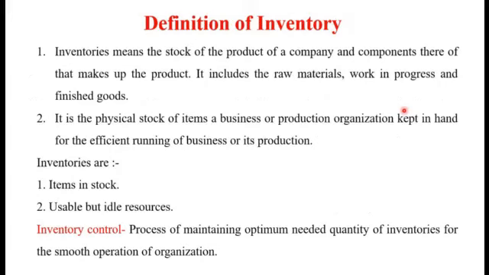Now, the next point is inventory. What is meant by inventory? Inventories mean the stock of the product of a company and the components thereof that make up the product. It is the stock of the product of a company or the components that make the final product, and it includes raw material, work in progress, and finished goods. There are three types of inventories: raw material inventories, work in progress inventory, and finished goods inventory.